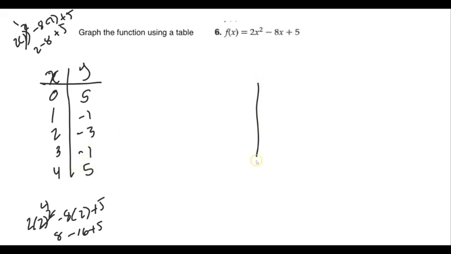Now graph it. The point 2, negative 3 is the low point, but I'll start with 0, 5, and then 1, negative 1, and then 3, negative 1, and then 4, 5. And you get this parabola. That's a bad graph, but that's the idea.